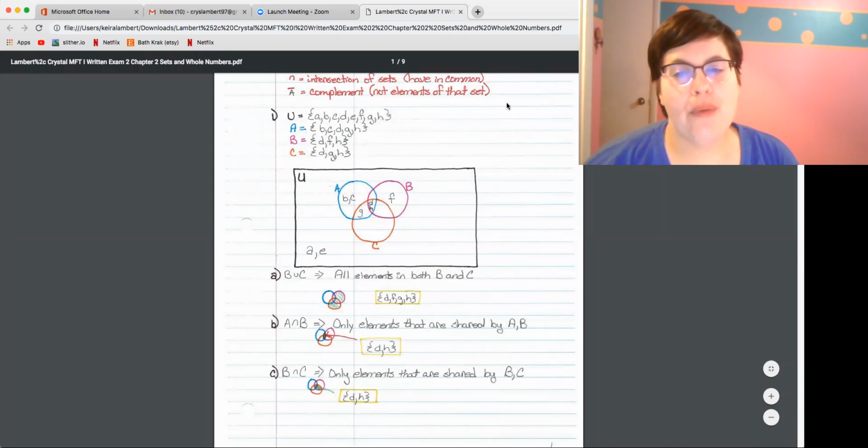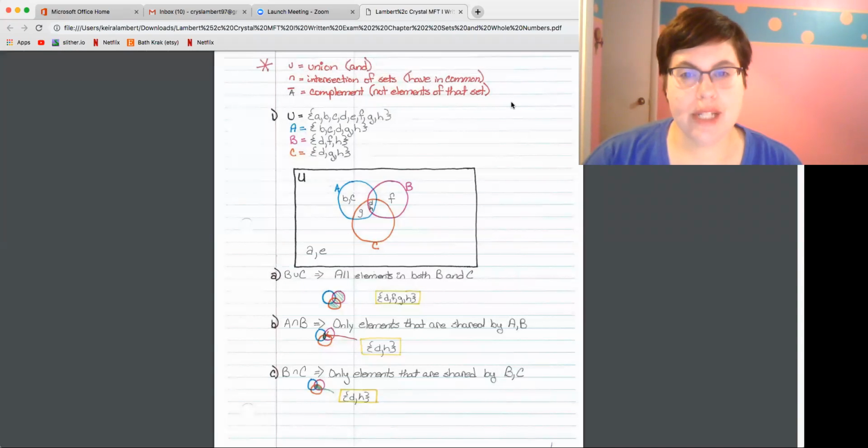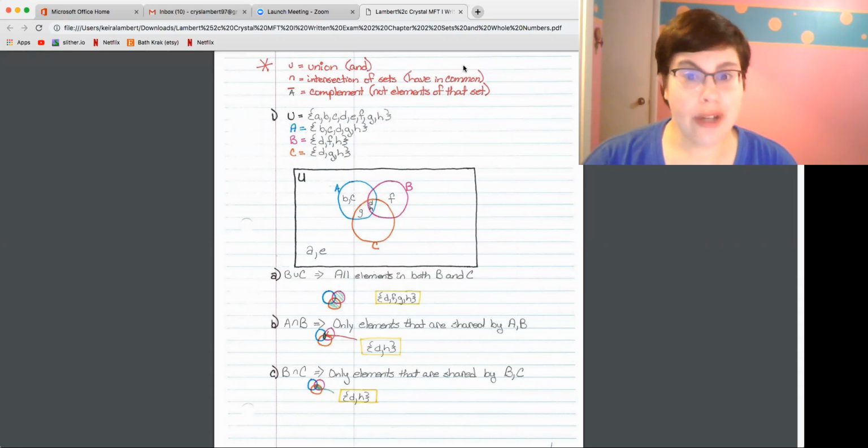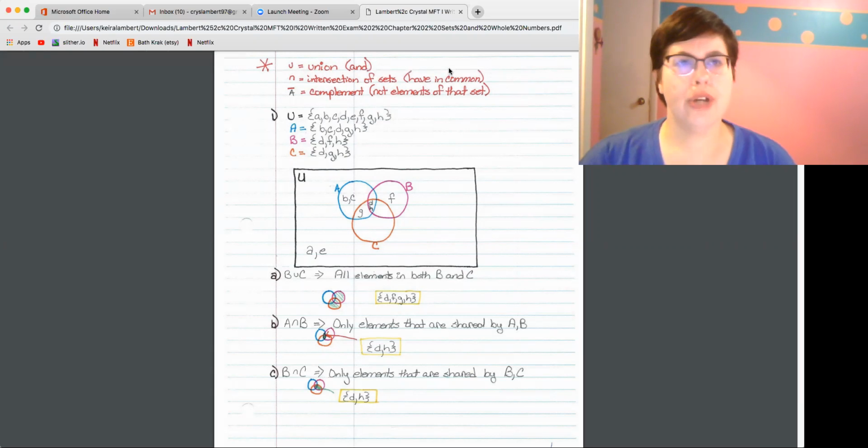Hi, we are doing the presentation portion of the written exam for Module 2. First, we're going to start off with the Venn diagrams. What you will notice is I color code everything, so that should help you when you're helping your student to understand and follow exactly what I was doing in the process of working each problem.